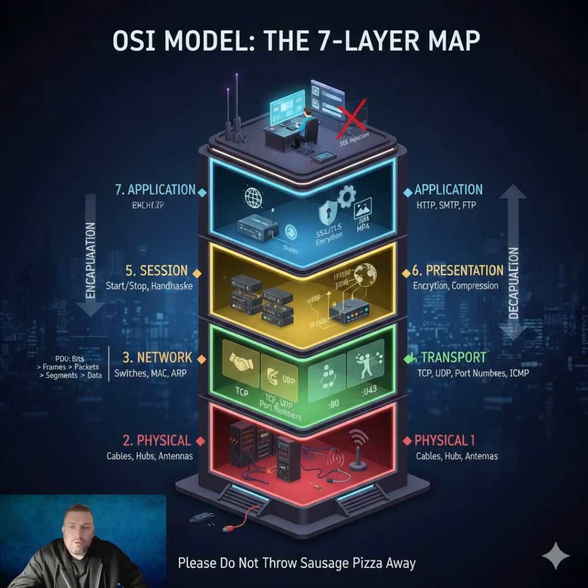As we go further up the model to layer 5, layer 6 and 7, this is more the human side. Layer 5 is the session layer. This manages the conversation. It opens, coordinates and terminates connections between applications. Then we've got layer 6, the presentation layer. This is the translator. It handles encryption like SSL and TLS, and data formatting like JPEG or MP4. It makes sure data looks right when it hits your screen.